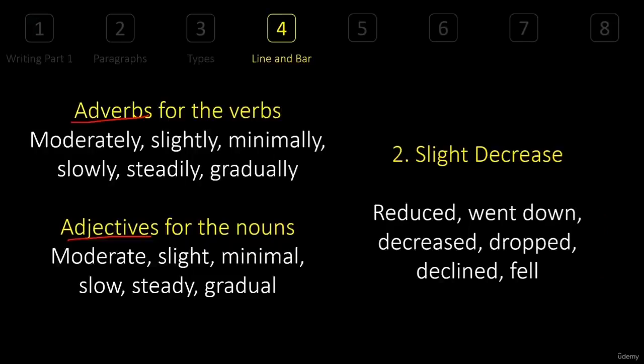And if you want to use an adjective, then you have to use the word as a noun. You have to complete it. So the minimal reduction, instead of reduce, reduction. Gradual reduction can be seen from this to that. So that's what I mean by adverb plus verb. However, for an adjective, it's always with a noun.